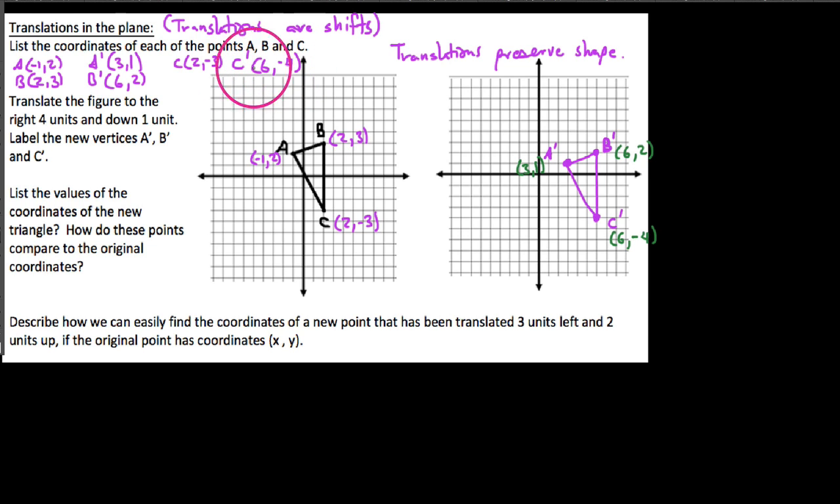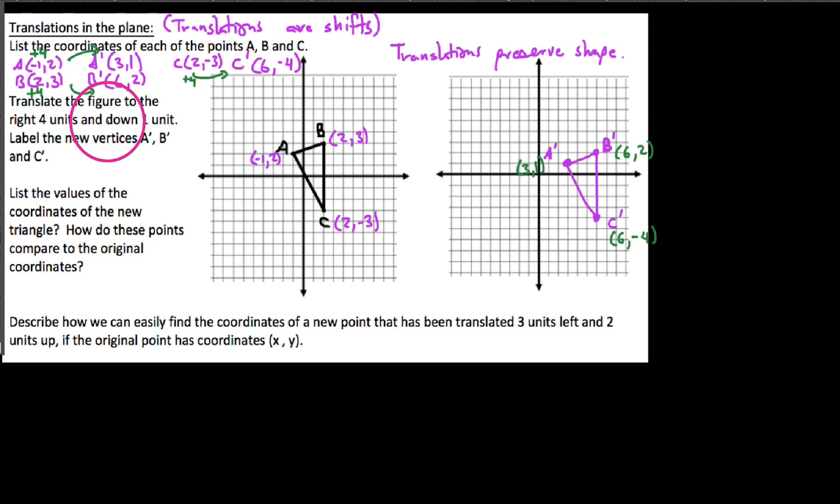With respect to what happened to the original coordinate pair that gave us the new coordinate pair for each of these vertices, because we went right 4, looking at point A, all we've really done with the x-coordinate is go from -1 to 3. If we add 4 to this, we wind up with this new x value. Likewise with point B, we add 4 to its x value and wind up with 6. If we add 4 to the x value on C, we end up with the x value on C prime. So shifting right 4 units, we're just adding 4 onto the x values.